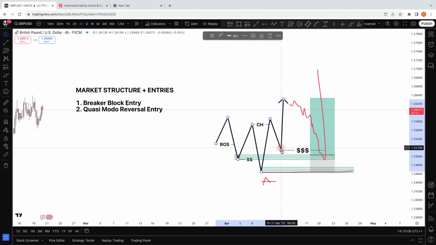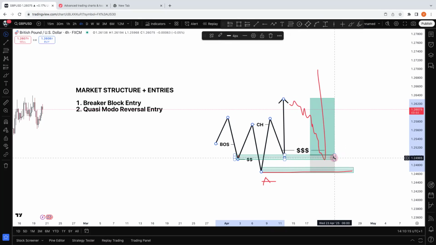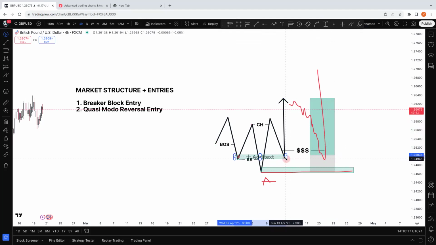You cannot have it this way. If you have your QMR and your structural liquidity at the same zone, it is not valid. As a matter of fact, that QMR has already been activated this way.